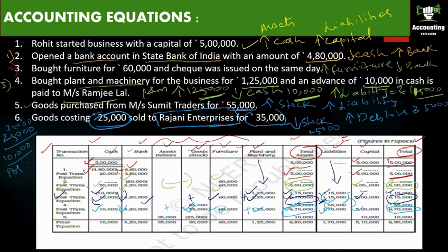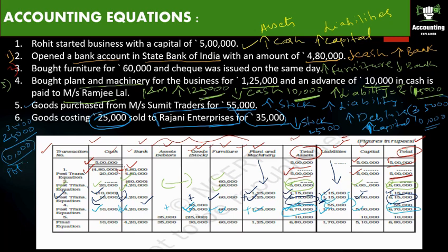So debtors is going to be increased by 35,000, and your capital is going to be increased by 10,000 rupees. That is the profit part. Here, as we saw, this profit part will be taken to the capital.